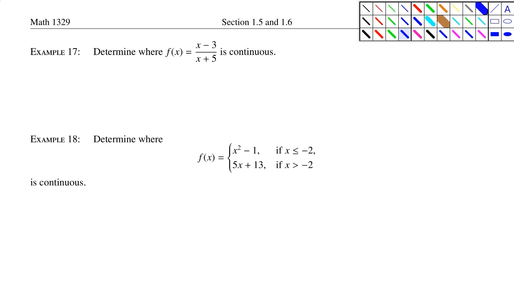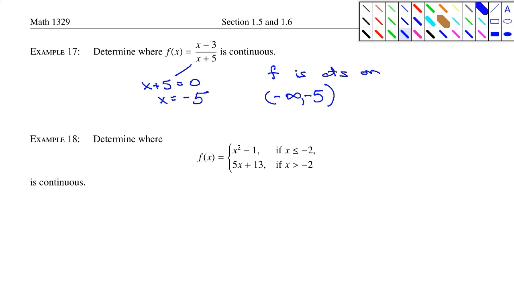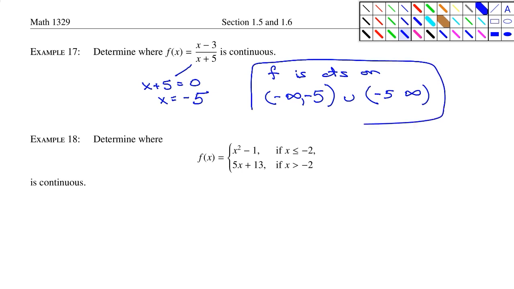Well, here's good news. This is a rational function. A rational function is continuous everywhere that its denominator is not equal to 0. So I'm going to set the denominator equal to 0. We get -5. And then we know that the function is continuous every place else. So f is continuous on (-infinity, -5) union (-5, infinity). So we use the open parenthesis to show that the interval where the function is continuous goes up to -5, but it does not include -5.